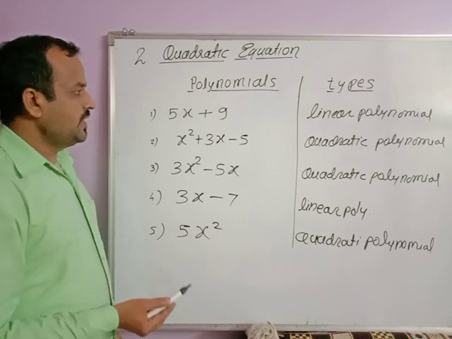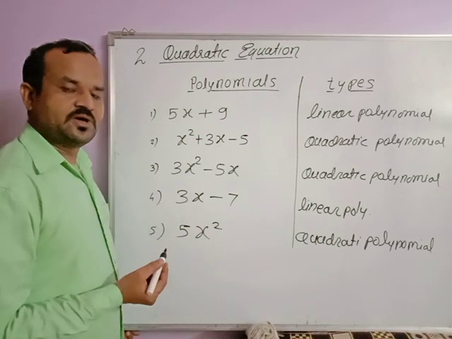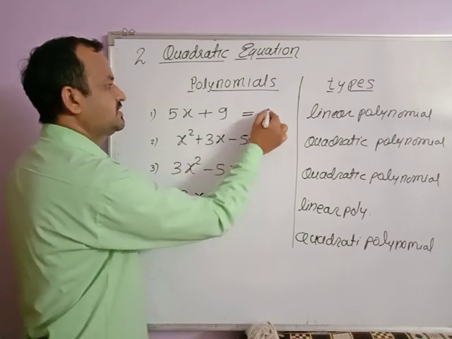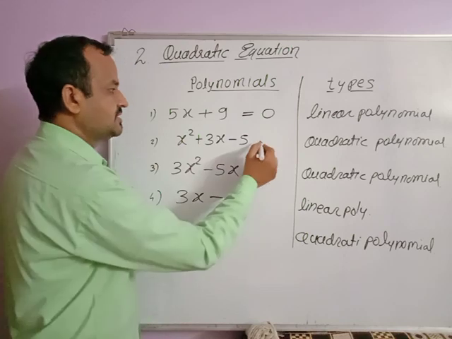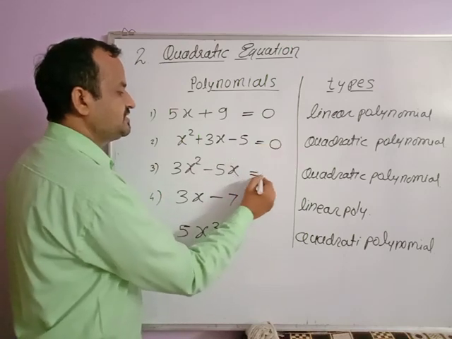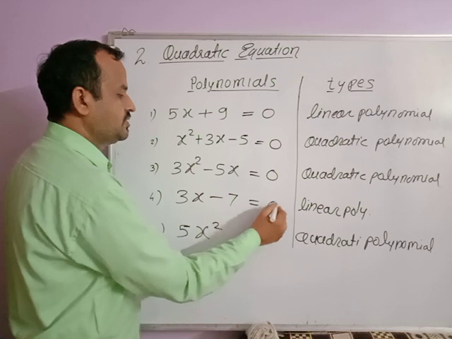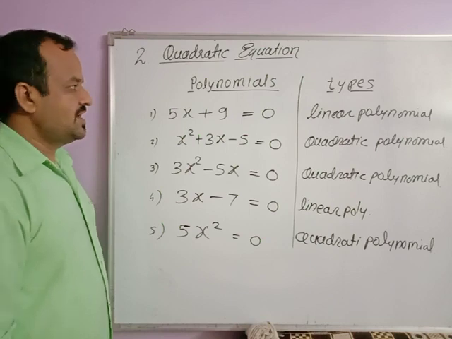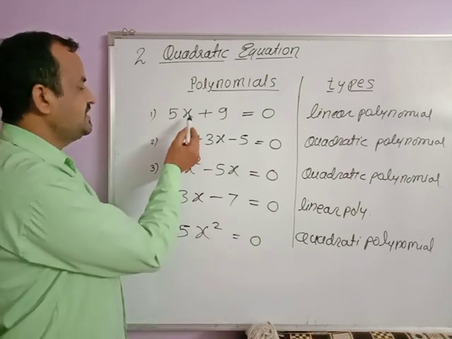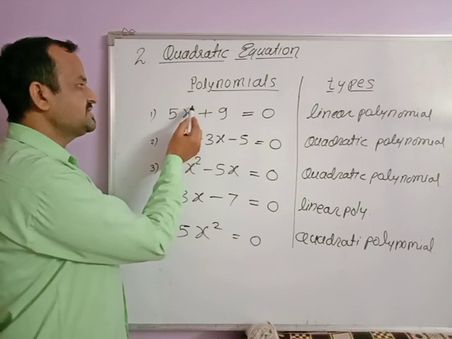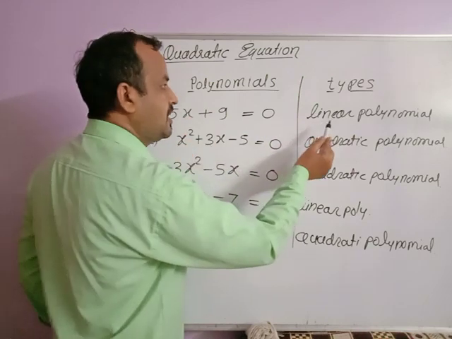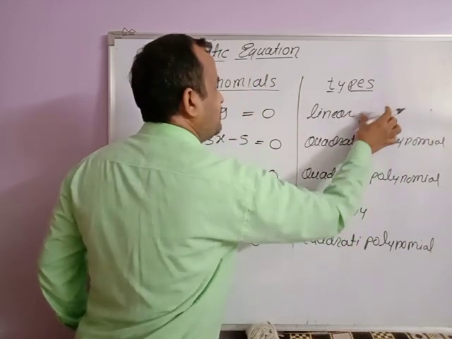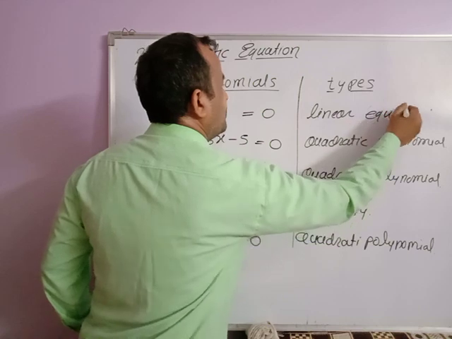Now, when we convert these polynomials into equations, if you write equal to 0 or any number, then these expressions are converted into equations. And if the degree of the equation is 1, then it is called a linear equation. It is not a polynomial, then it becomes an equation. We say linear equation.